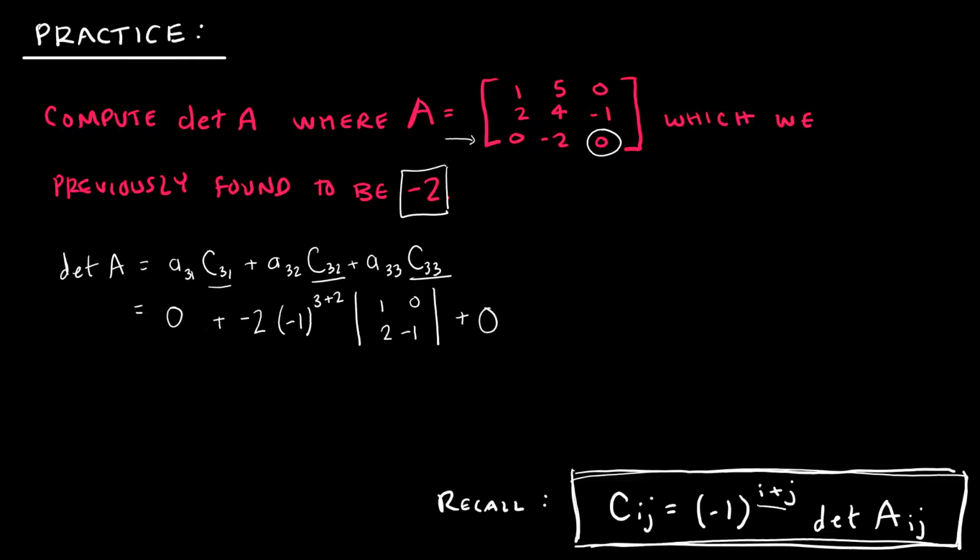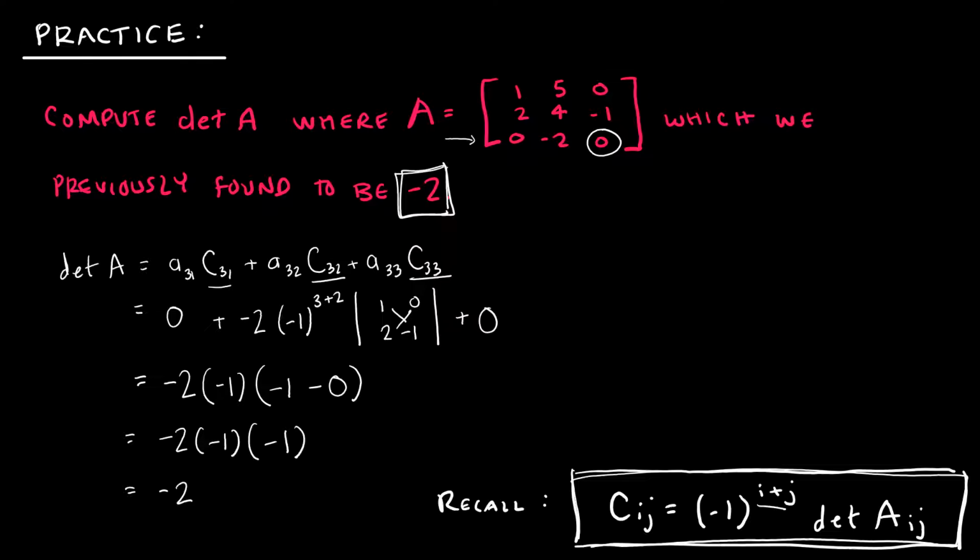So that's what I mean when I say I'm going to be smart and lazy: I'm going to try to get as many zeros as possible, because now all I have to do, I've got negative 2, and then I've got negative 1 to the 5th, which we know is negative 1. And then I'm going to take that times 1 times negative 1 minus 2 times 0, which is 0. So that gives me negative 2 times negative 1 times negative 1, which gives me negative 2. Now, I had found that to be negative 2 before, but now I've just shown it again in a different way using row 3 instead of row 1.